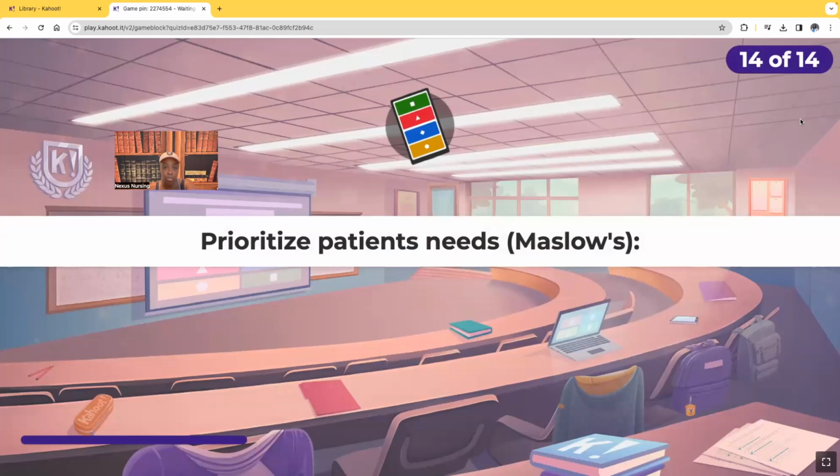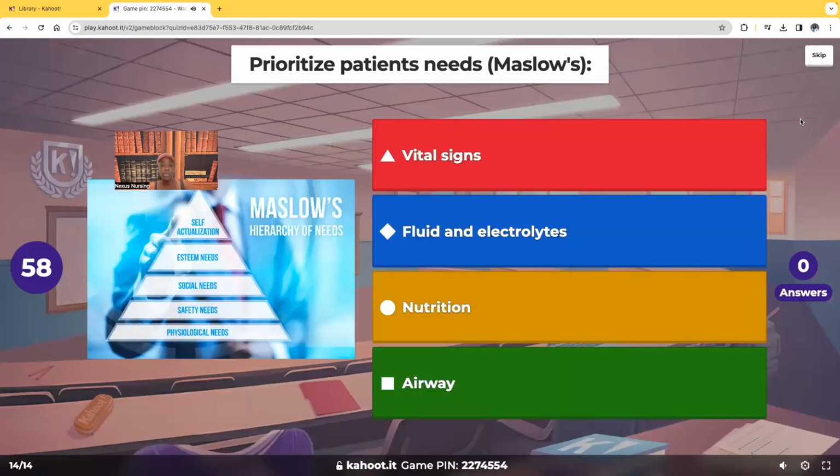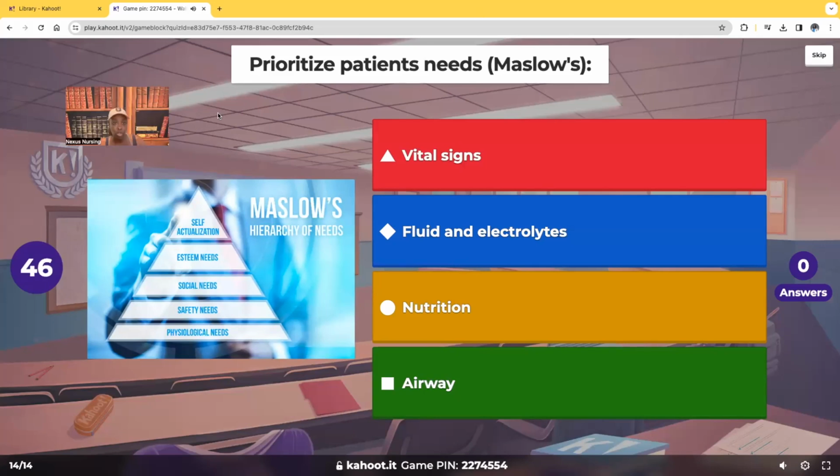All right, put in order. Prioritize the patient's needs from first to last, what is most important down to least important. So this is a drag and drop. Take your mouse and prioritize the patient's needs. This is Maslow's hierarchy of needs, and this is what you need to be thinking about when you get these priority questions. What are you going to do next? What are you going to do first? What is the best option? What they're really asking you to do is prioritize. What is most important?